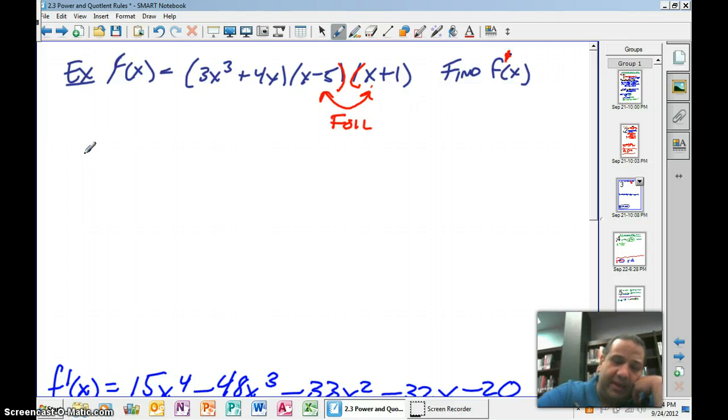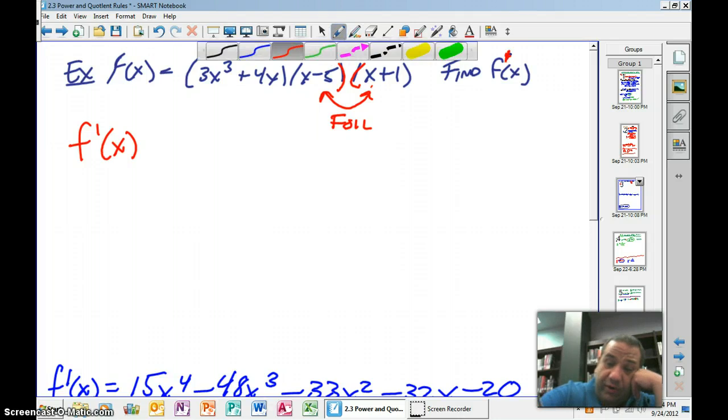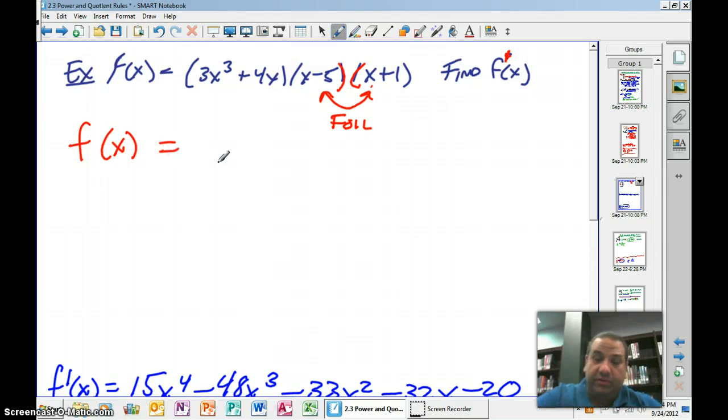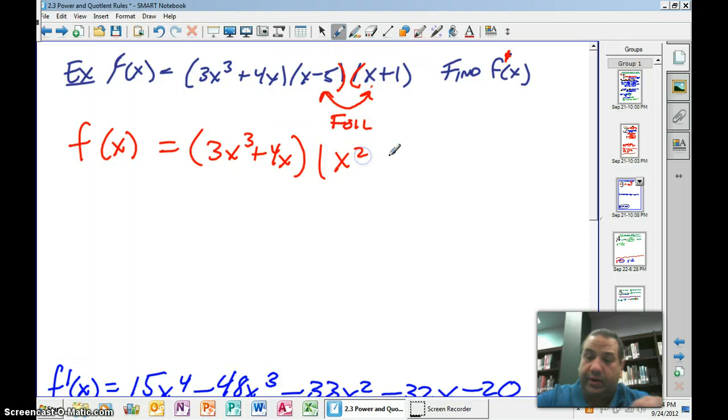All right, so I'm going to get f prime of x. Or, you know what, I'm just going to rewrite it with the FOILed term. I'm not priming anything yet. So f of x is going to be equal to this first guy, and then it's going to be times this. Well, that turns out to be x squared minus 4x minus 5. I like it. And now we can do our product rule.